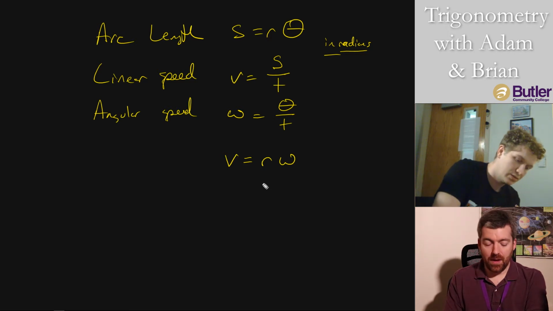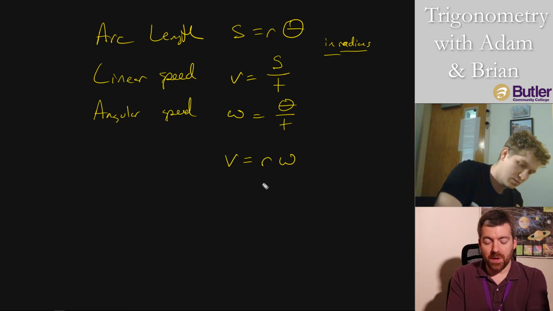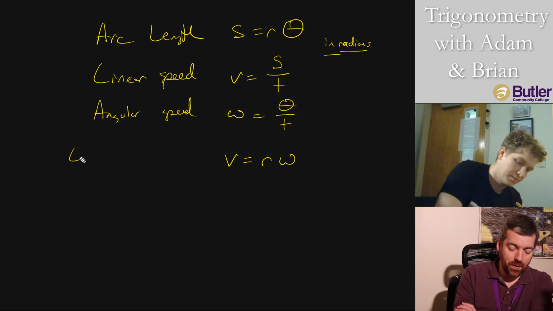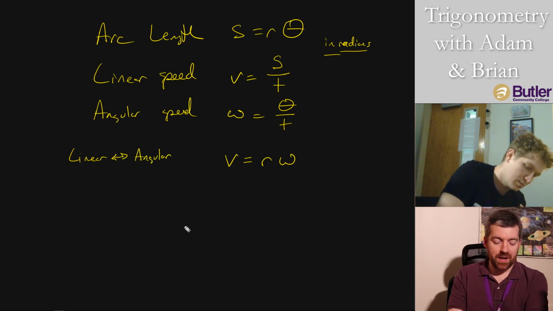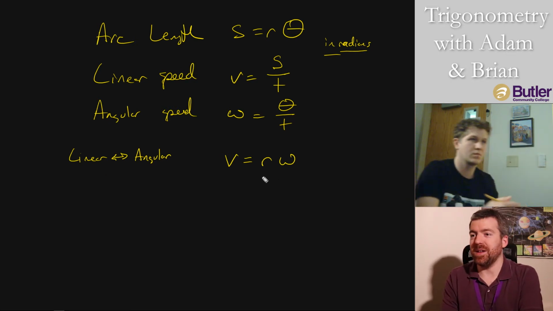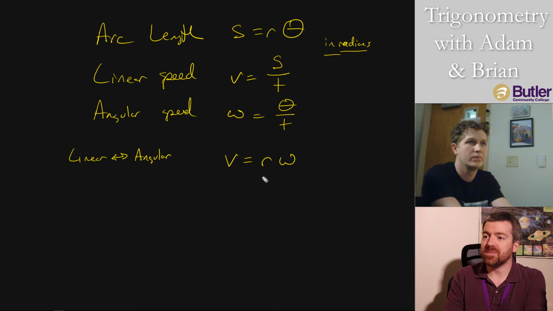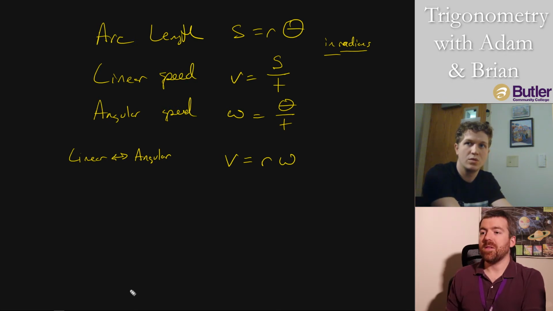What did you call that last one? That's just the formula that relates linear speed and angular speed. If we want to go from linear to angular, or vice versa, it's kind of the exchange rate between angular and linear. Okay. All right. Cool. I like it.